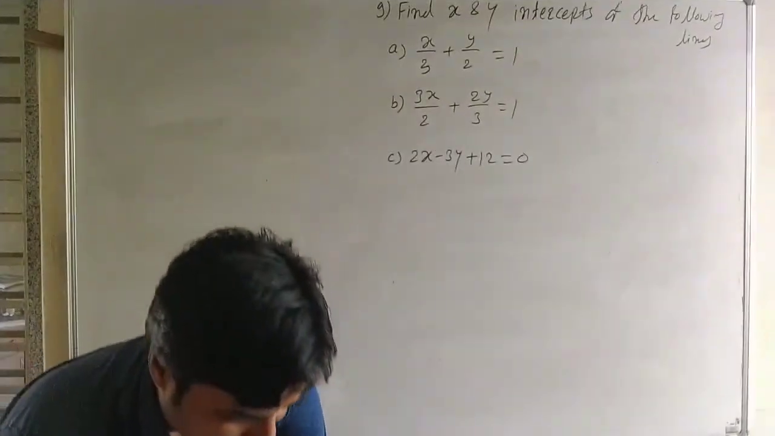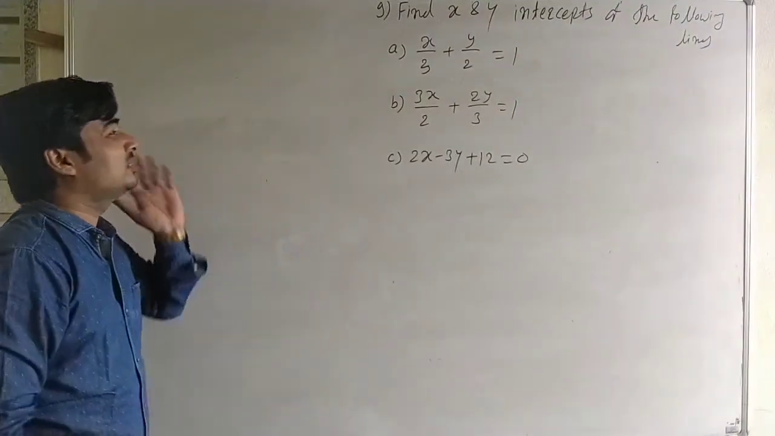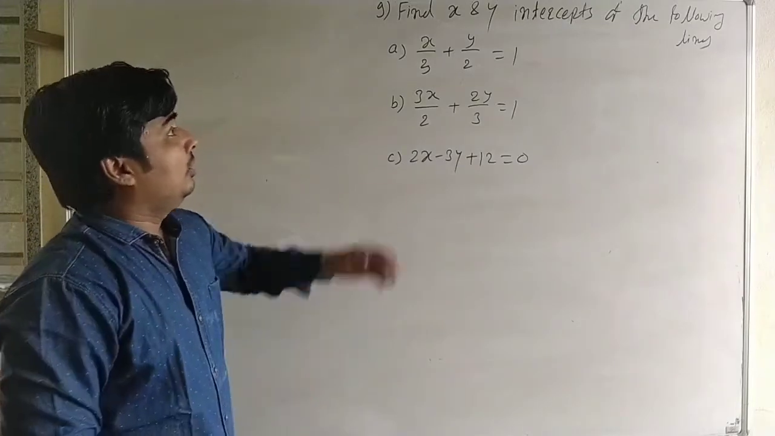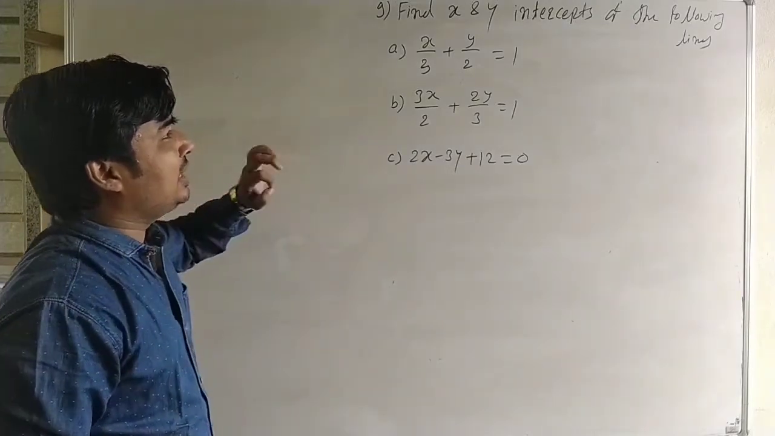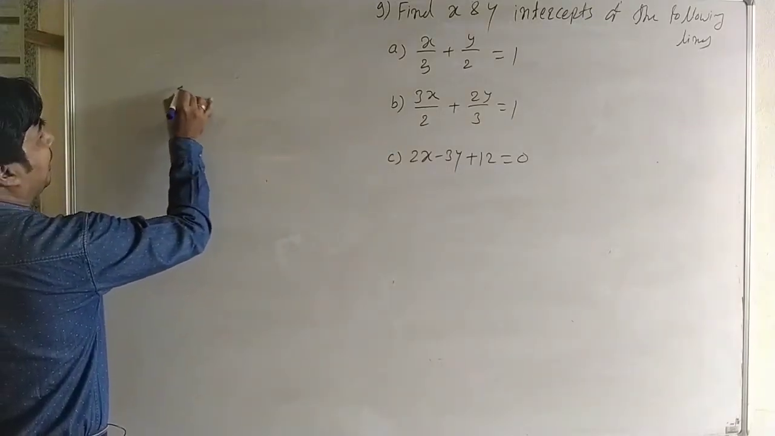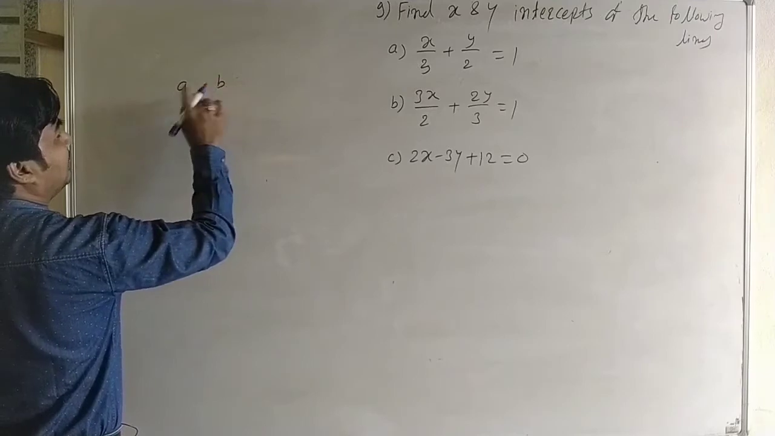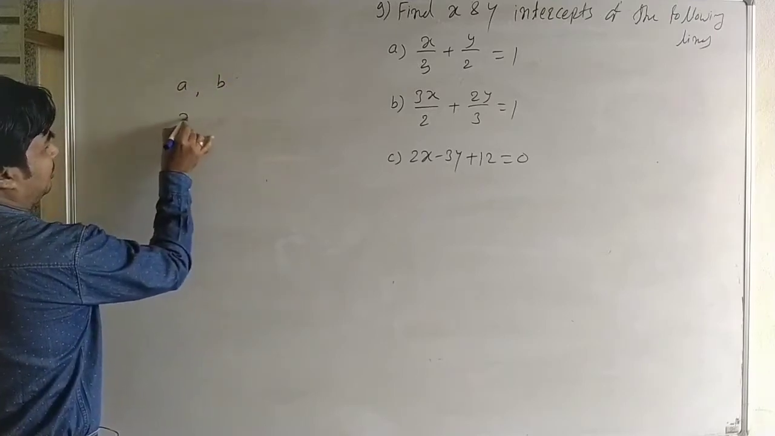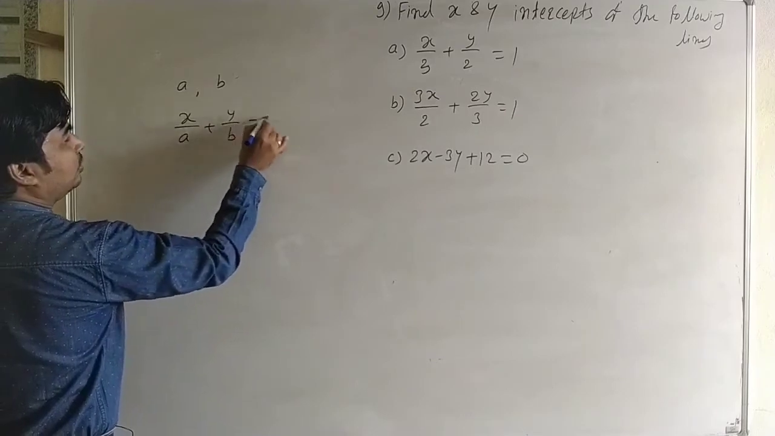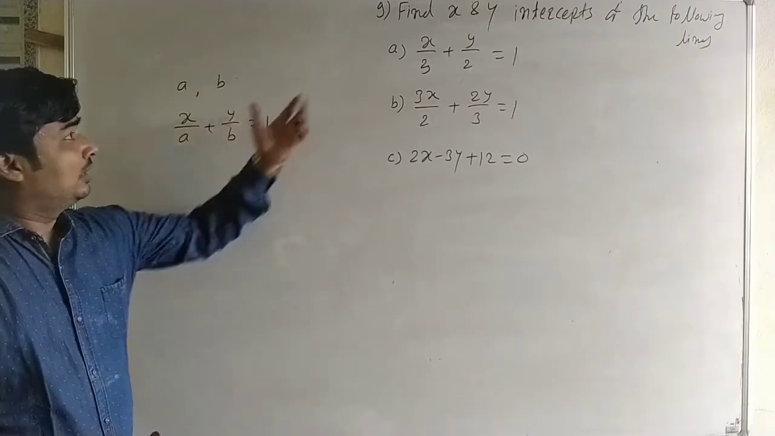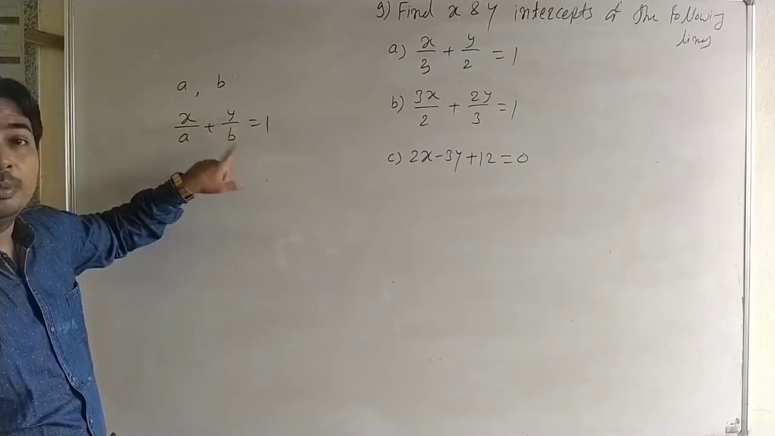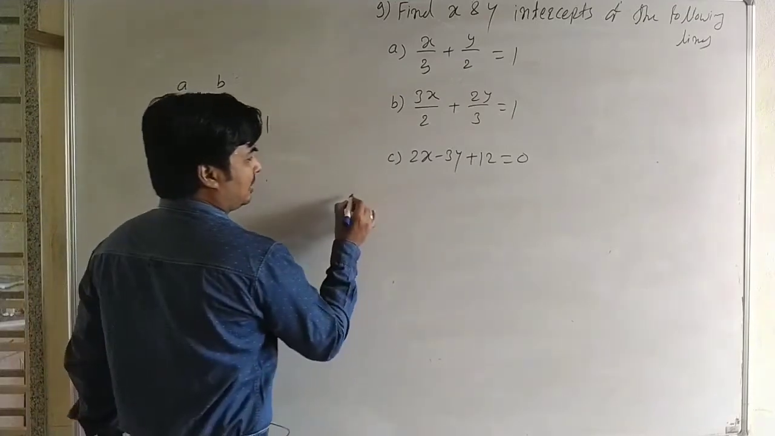Now, these are simple examples, asked for 1 mark or 2 marks. Here we want to find the x-intercept and y-intercept. We know that when a and b are the x-intercept and y-intercept, the equation of the line is x upon a plus y upon b is equal to 1. Now compare the given equation with this, and we get the intercepts, where a is the x-intercept and b is the y-intercept.